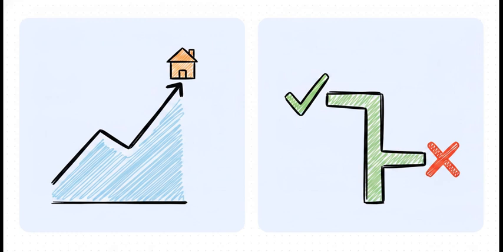So on one side, we have linear regression. This is everything we've been talking about so far. It predicts a continuous number. It answers questions like how much, how long, or how many. Think house prices or estimated delivery times.